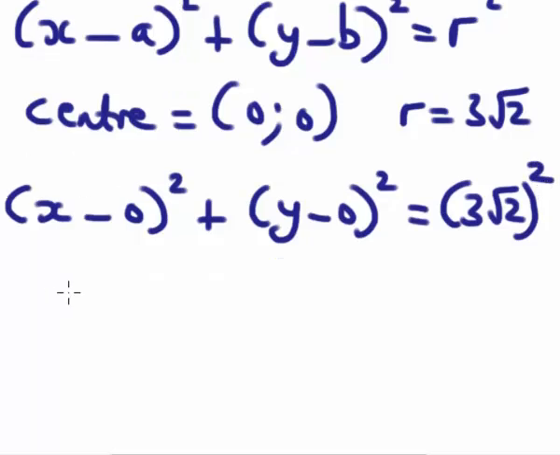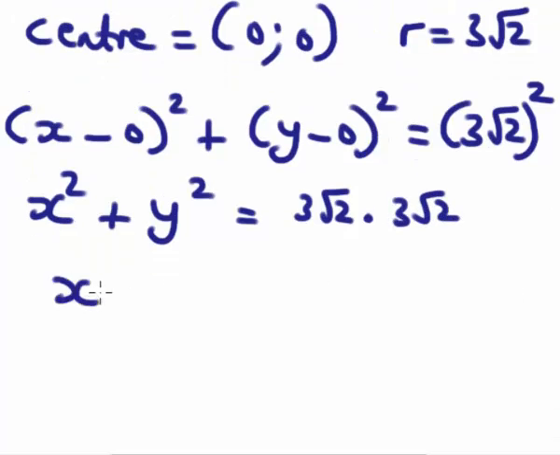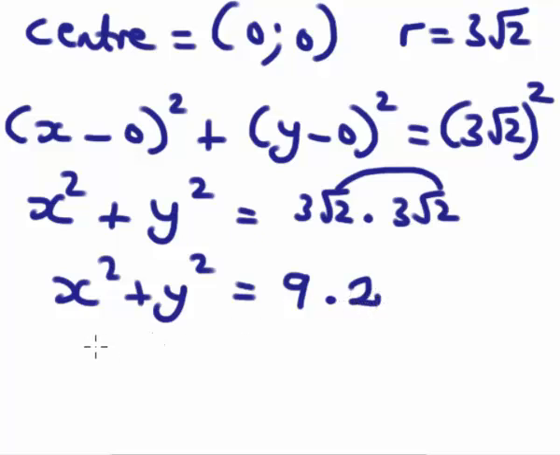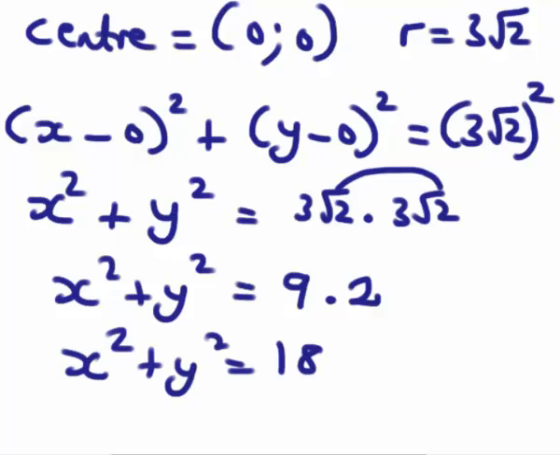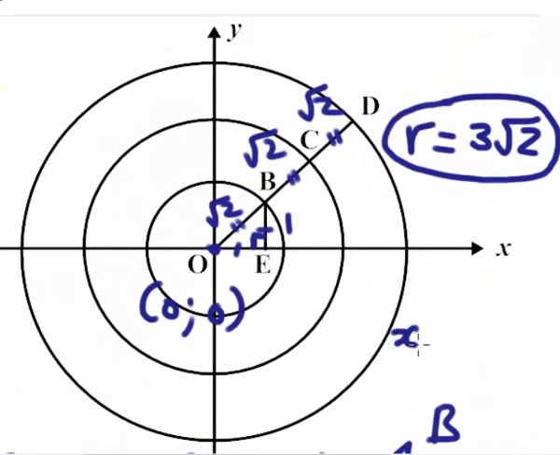Okay, there we go. So this gives you x squared plus y squared is, now careful, 3 root 2 squared, which is 3 root 2 multiplied by 3 root 2. Let's do it slowly. 3 times 3 is 9, multiplied by root 2 times root 2 is 2. So it would come to x squared plus y squared is 18. And that gives you the equation of this very large circle here. X squared plus y squared is 18, of the very big circle.